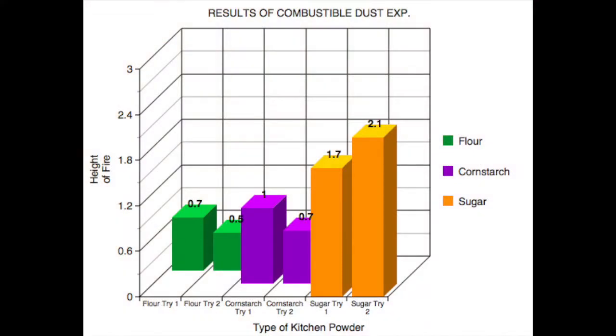The results of my experiment were consistent with my hypothesis, which was that those powders with higher carbohydrate content would create a larger reaction. Flour barely ignited, cornstarch ignited, but powdered sugar created the largest reaction of all of them. It also had the highest carbohydrate content.